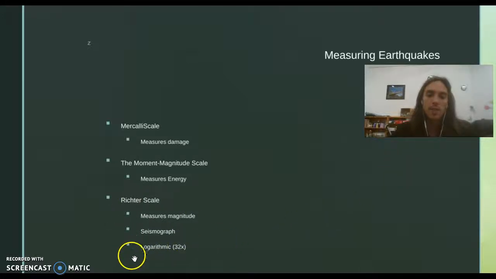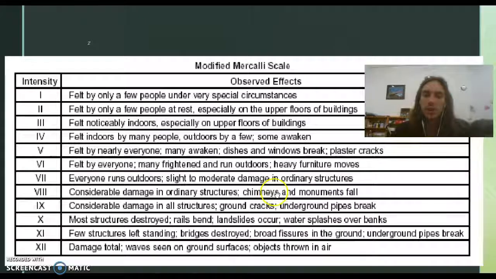And the Richter scale is logarithmic, which means from 1 to 2, 2 is 32 times more energized than 1. So there's 32 times more energy in a 2 on the Richter scale than a 1, whereas an 8 is 32 times higher than a 7. So if you can imagine, you get to a 9, that's extremely, extremely high. There's a lot of energy in that system. The magnitude of energy is very high.